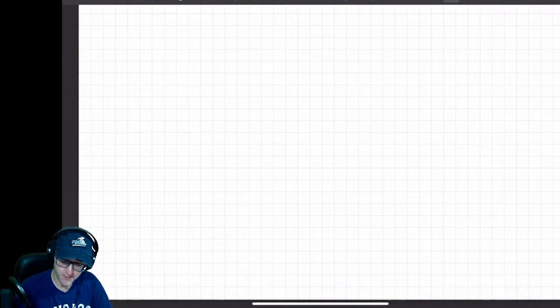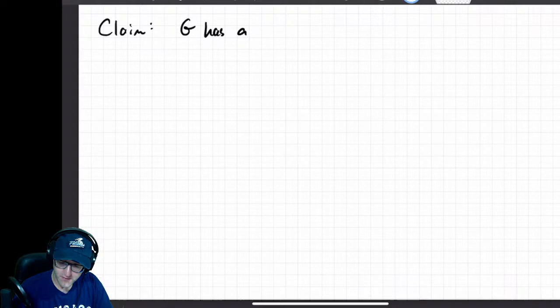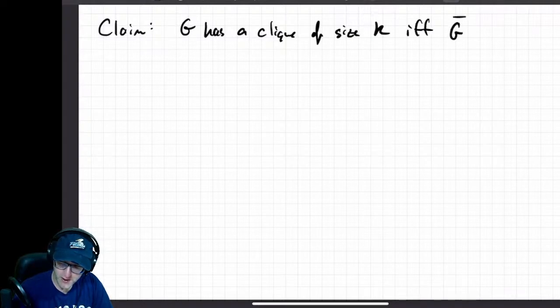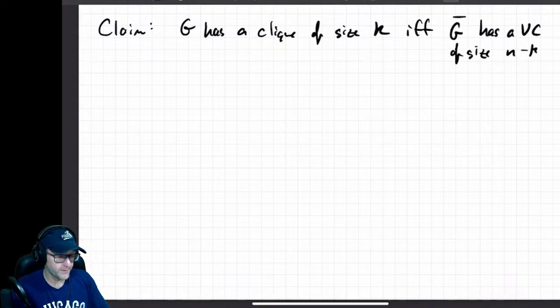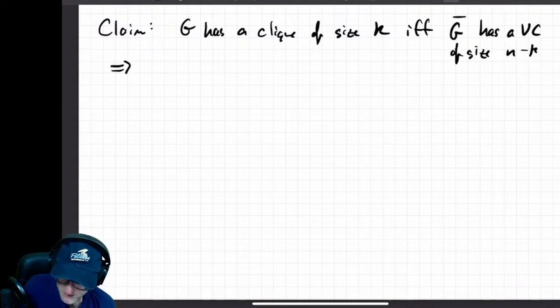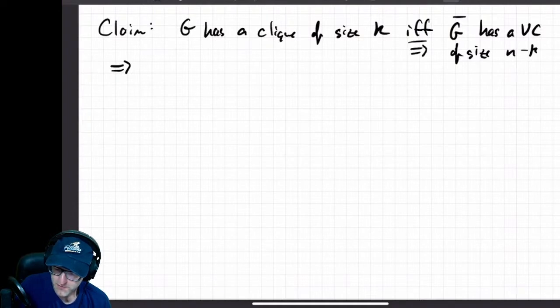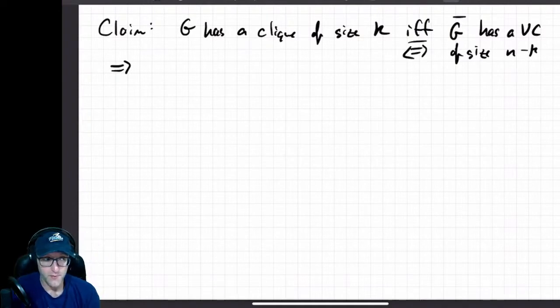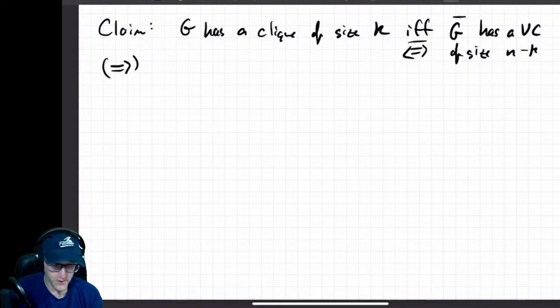Again, my claim is that G has a vertex cover, or sorry, clique of size k if and only if G complement has a vertex cover of size n minus k. Okay? All right. I'm going to prove both ways here. Again, if you've got an if and only if, that's both arrows there. So I'm going to go ahead and prove one way.